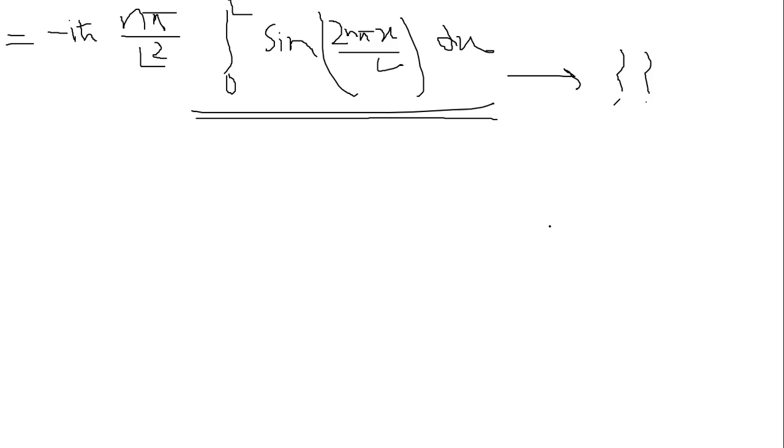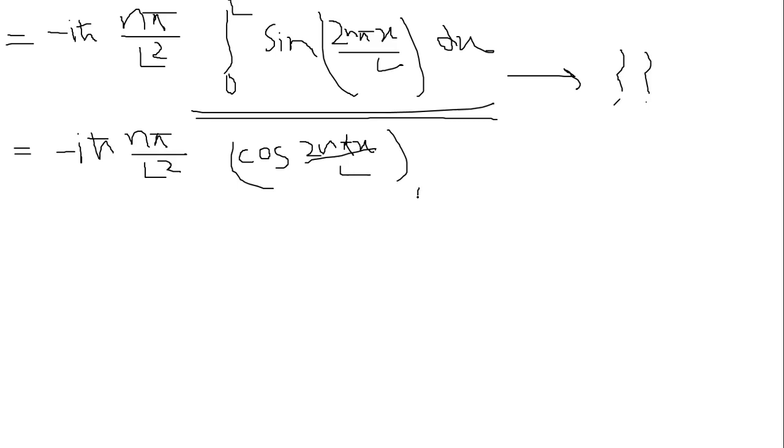It will be how much? Once again. Okay, so let's solve it. So it will be minus i h cross n pi by L square. The integration of sine is cos, so it will be cos 2n pi x by L, from 0 to L.